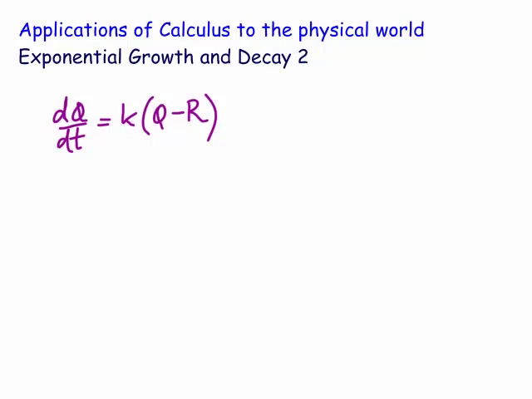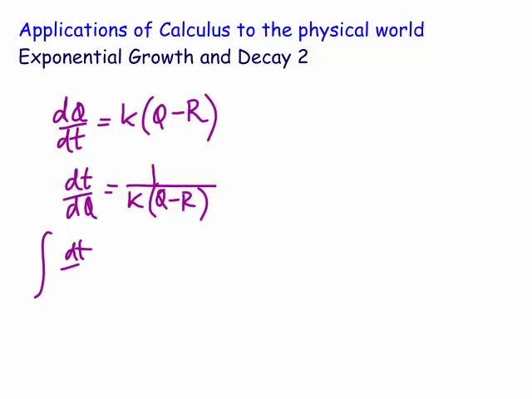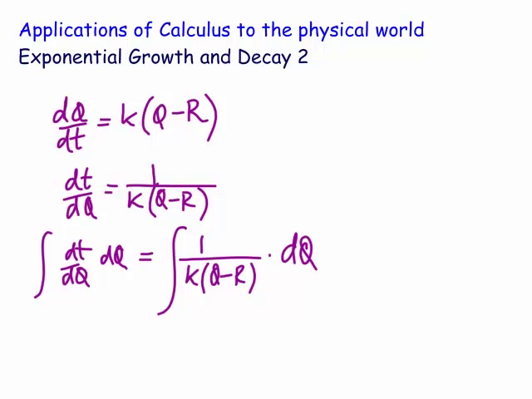We solve all these sort of differential equations by usually just turning them upside down, finding the reciprocals if you like. Then we integrate with respect to q, so the integral of dt equals the integral of 1 on k(q minus r) with respect to q. Now, the first thing to realize is that r is still a constant, so we just have to remember that r is a constant.